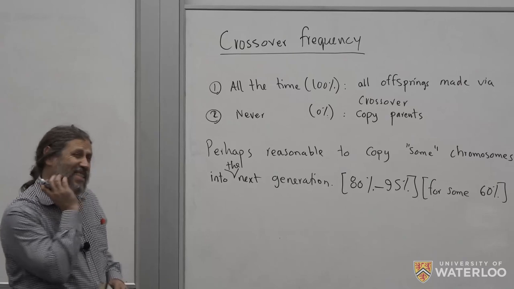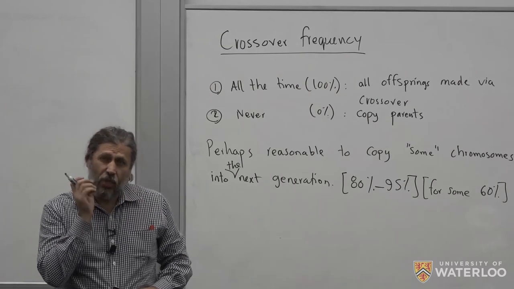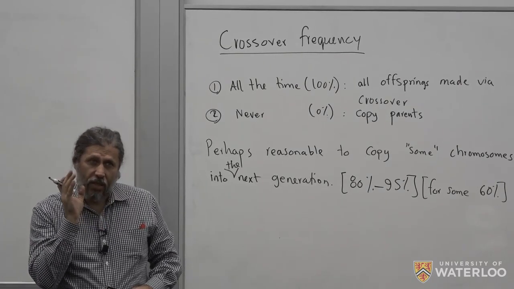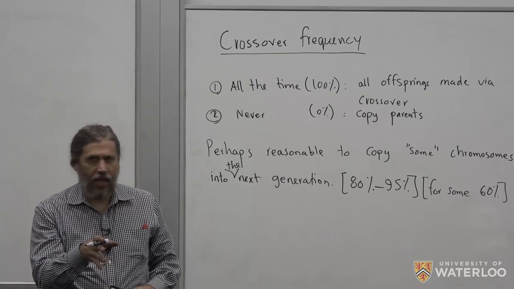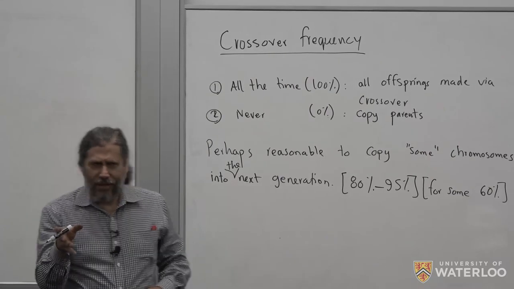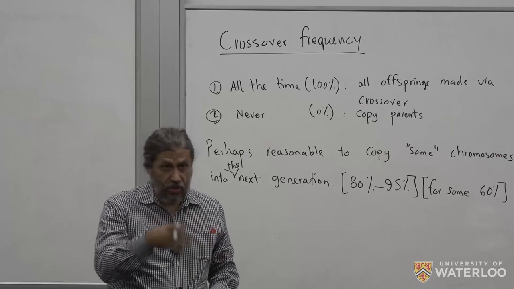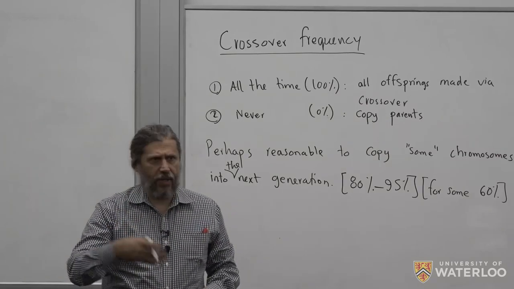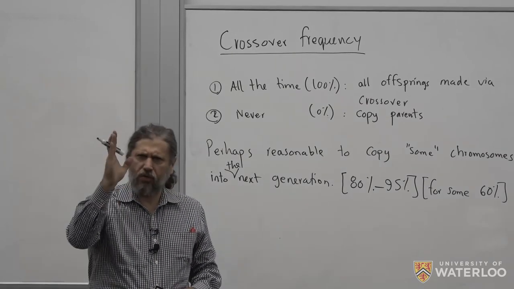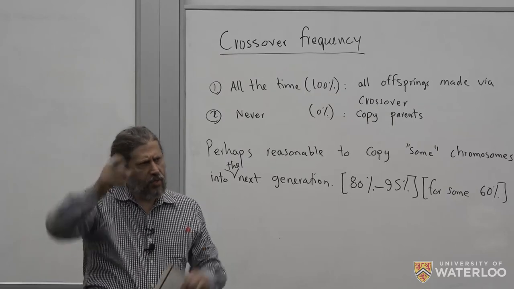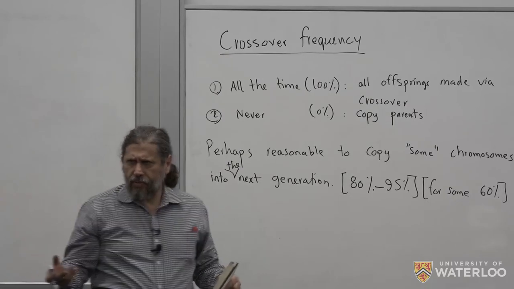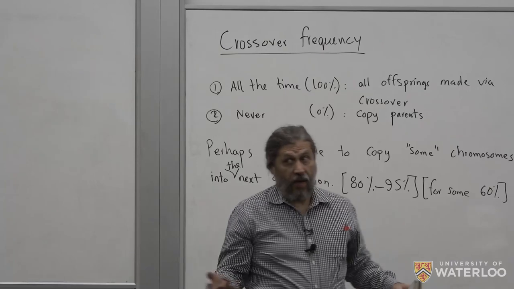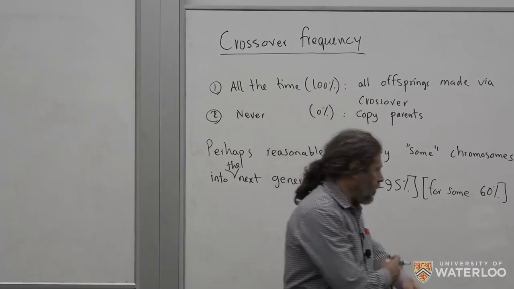So sometimes we should just copy-paste parents. And it's also cheaper. Copy-pasting, reproducing just by itself is much cheaper than crossover, right? I have to find the crossover point. I have to swap them. It's a lot of computation. If I have 1 million chromosomes, it's a lot of work.